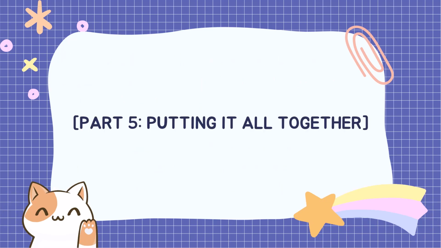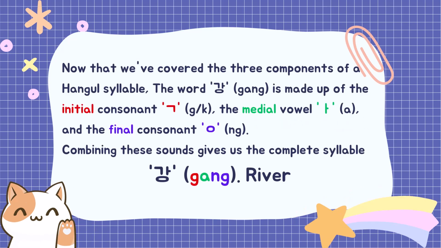Part 5: Putting It All Together. Now that we've covered the three components of a Hangul syllable, the word 강 is made up of the initial consonant 기역, the medial vowel 아, and the final consonant 이응. Combining these sounds gives us the complete syllable 강, river.